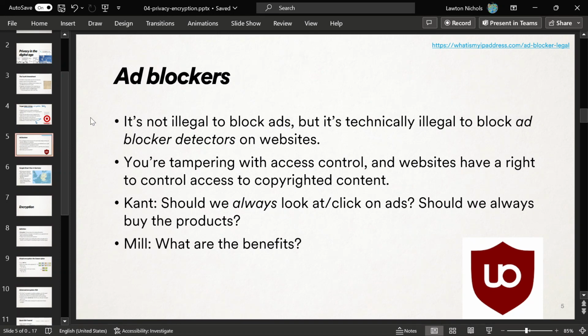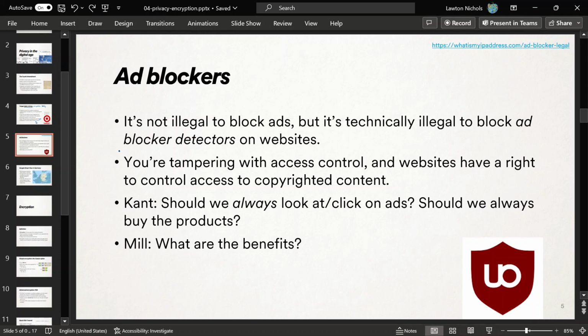So here's just another example. Ad blocking on the internet is something that I at least like to do. It is not illegal to block ads. That's nice. That's why ad blockers exist. But it is technically illegal to block ad blocker detectors on certain websites. That's a mouthful. But if you have an ad blocker, sometimes the website notices and says, disable it if you would like to be here. It is illegal to be blocking those things.